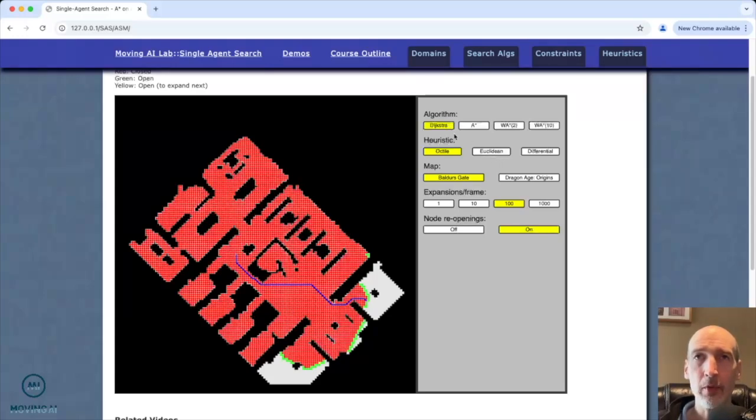In the previous demo, or if you're still looking at the previous page, node reopenings was always an option in the demo, but there was no interface to control it. And so I exposed that interface here to make that available.